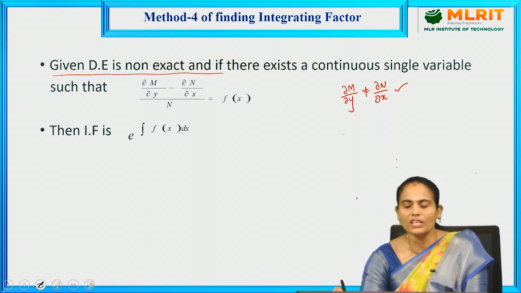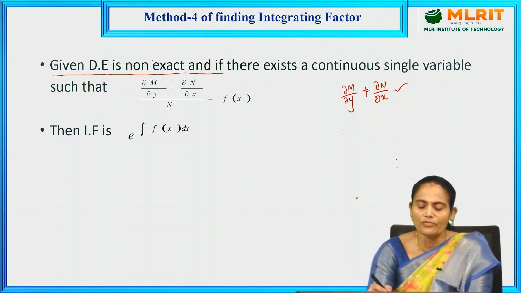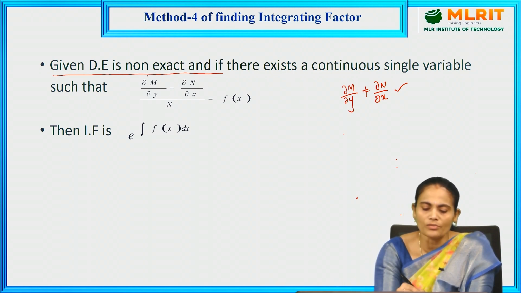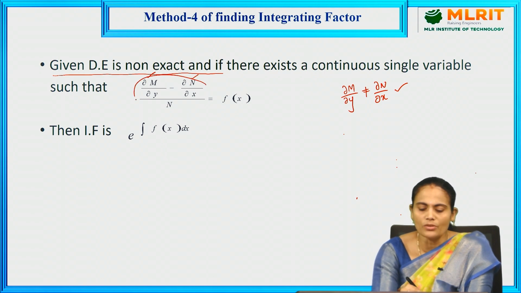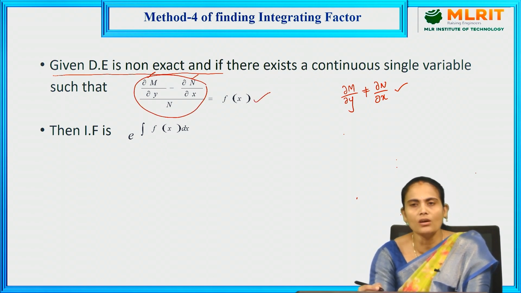After verifying this condition, you have to find an integrating factor. How can we find the integrating factor using method 4? You have to find dou M by dou y minus dou N by dou x, divided by N. If this value is a function of x, or sometimes a constant, consider it as f of x. Then the integrating factor is e power integral f of x dx.